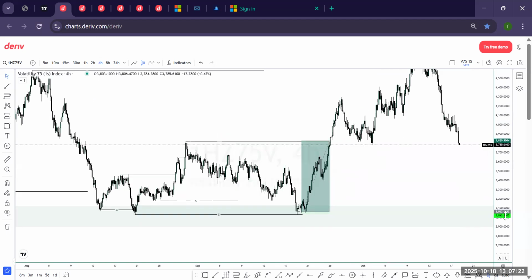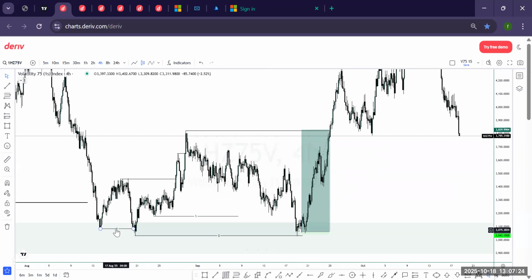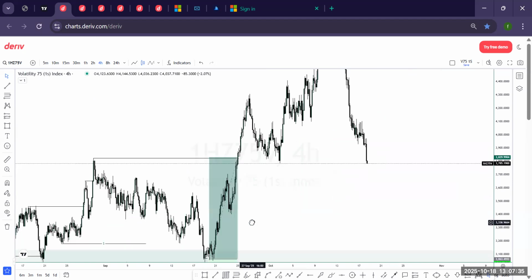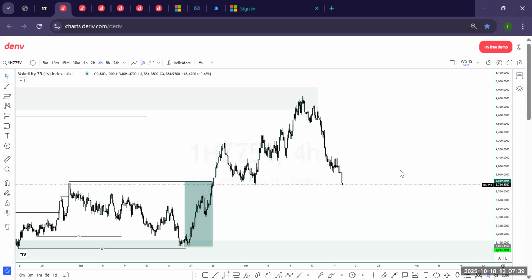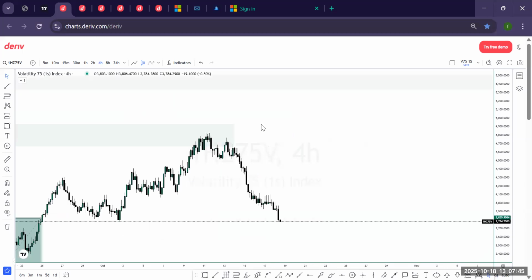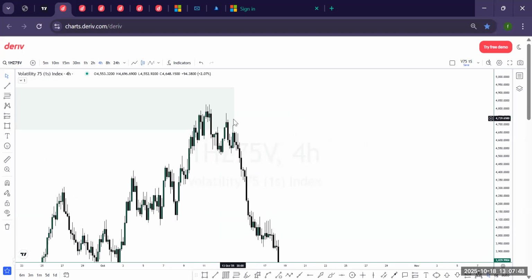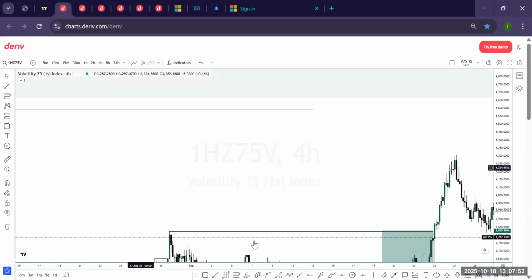So whenever you have a POI like SBS, sweep break structure liquidity POI, go to lower time frame, wait for your confirmation and you take your trade. Even if you want to sell, when price taps to this POI, because we have inducement here.